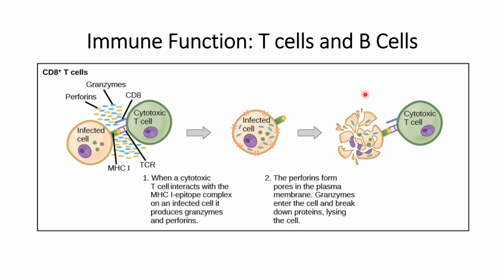So this is how the normal immune system functions. More specifically, how the T cells and B cells function, and why T cells activate first and B cells activate later on. So that's all for this video.